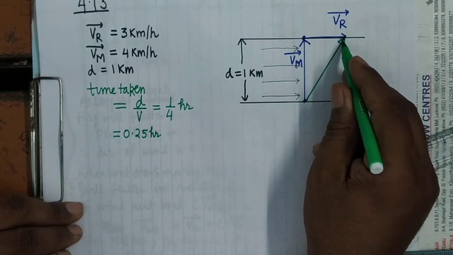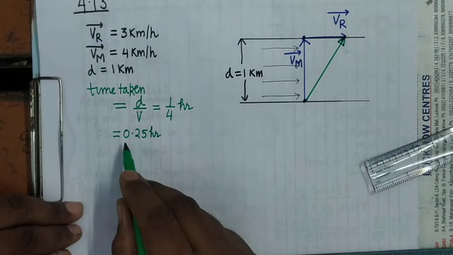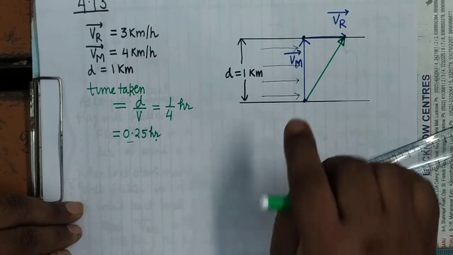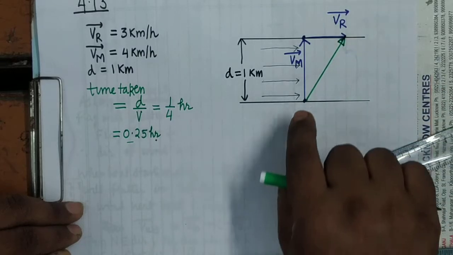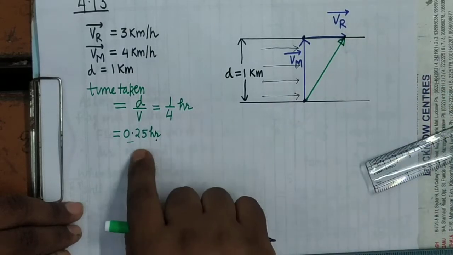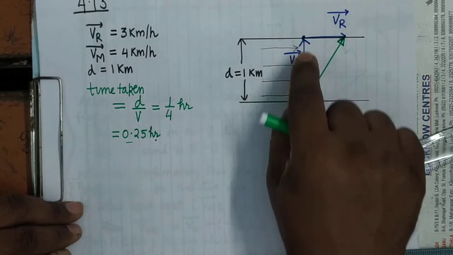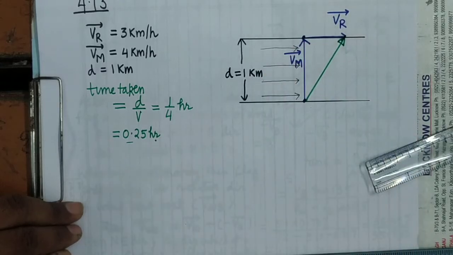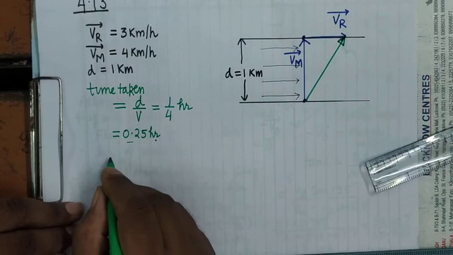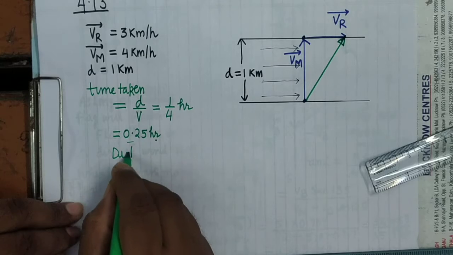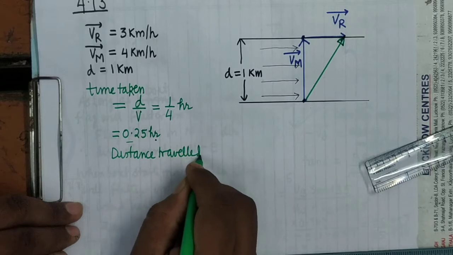It is clear. Now see here, what is the time taken in going from here to here? That will be equal to 0.25 hour. So the time in which the swimmer reaches from here to here, that time is 0.25 hour. In that time, he travels this much distance, that is 1 kilometer perpendicular to the river current, and this much distance along the river current. So distance travelled down the river.